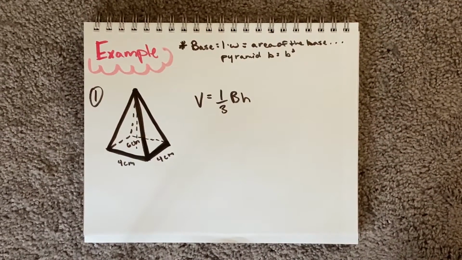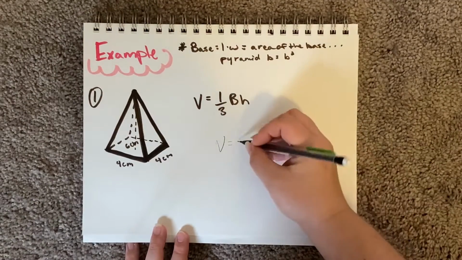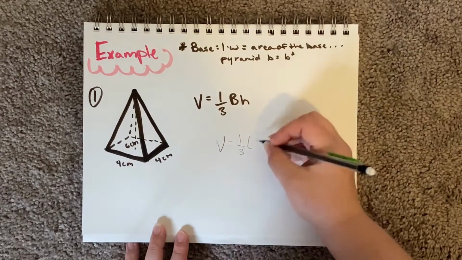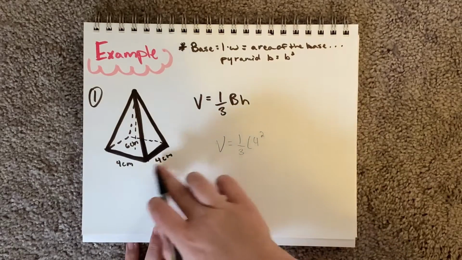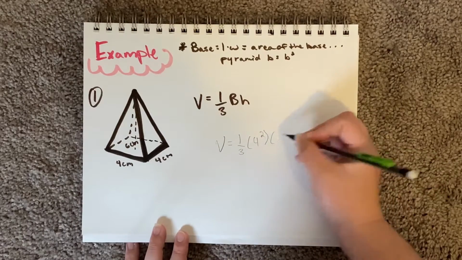Here we have our first example. I have a pyramid example with 2 sides. All 4 sides are equal on this pyramid. And as you can see, both sides are 4 centimeters, which would be our length and our width. So to find this volume, we would go V is equal to 1/3 times 4 squared, because we know both sides are the same, so 4 times 4, so 4 squared, times our height.